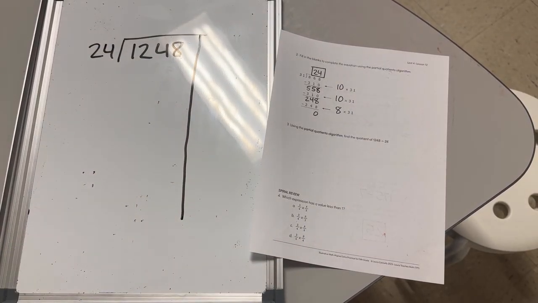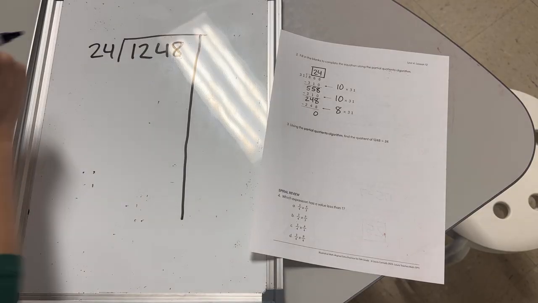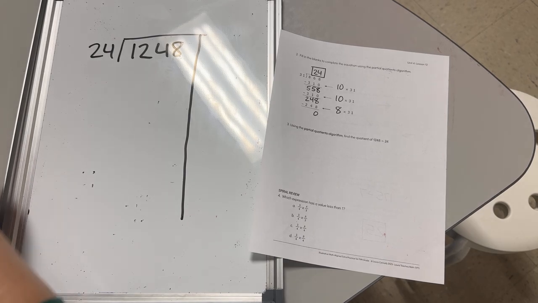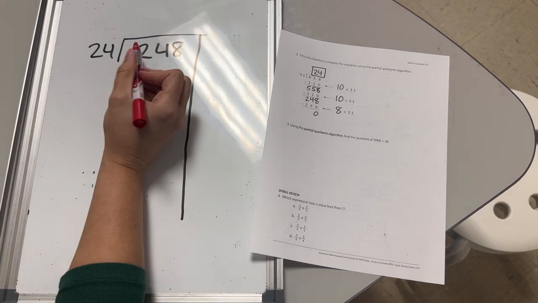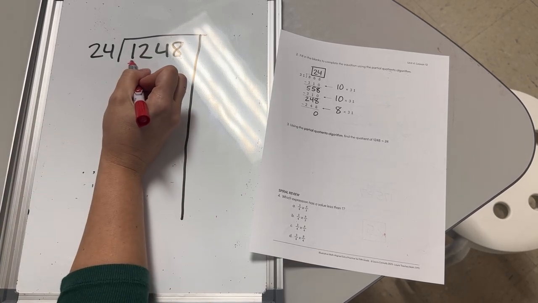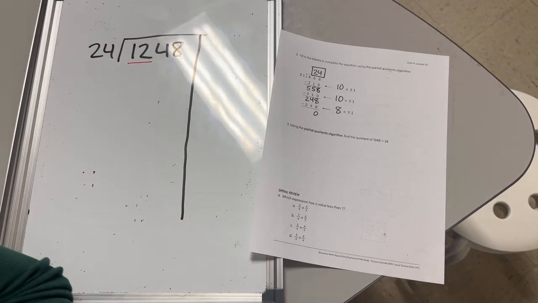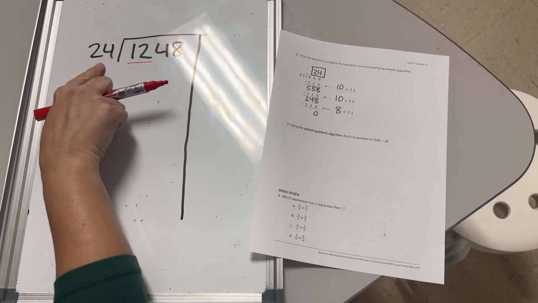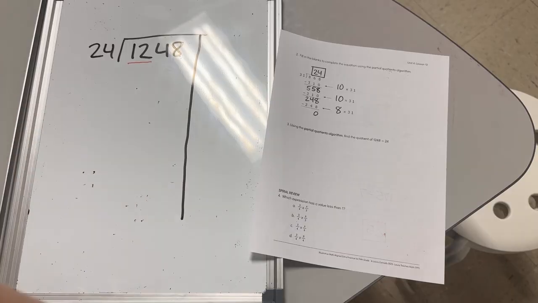In order to do this, I'm going to think of numbers that are easy for me to multiply, that get me close to what I've got. So here, normally what I would do is I would underline the first 2 digits to see that it's 12. I know that 24 cannot go into 12. So that's not quite going to work.